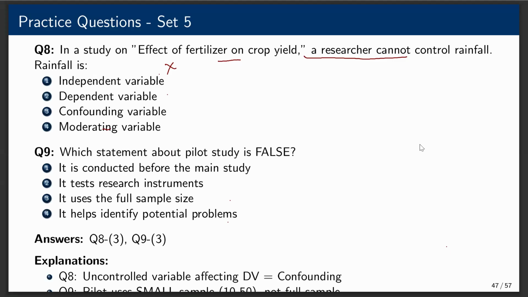Next question. In a study on effect of fertilizer on crop yield, a researcher cannot control rainfall because rainfall is a which type of variable? It is basically confounding variable. Independent variable? No. It cannot control rainfall. So rainfall is an independent variable you are saying, right? Third is, it is confounding variable.